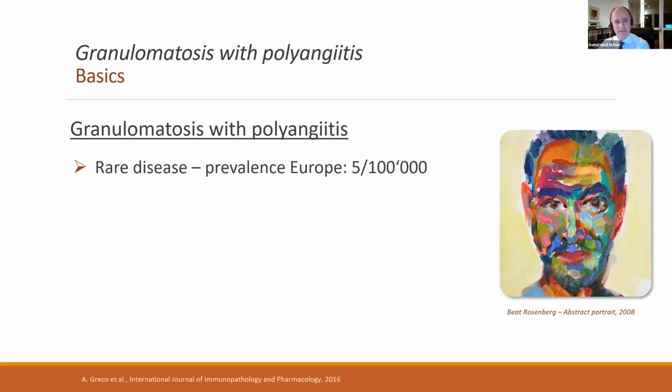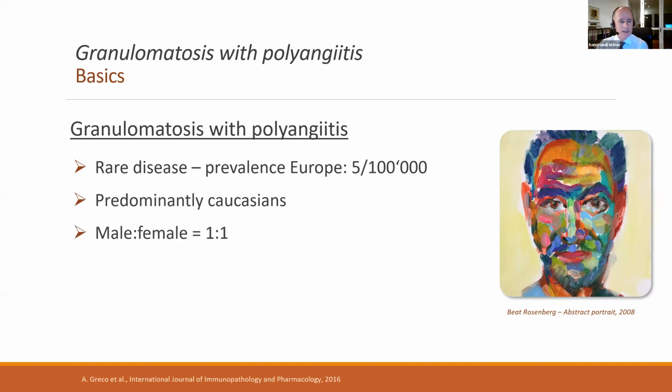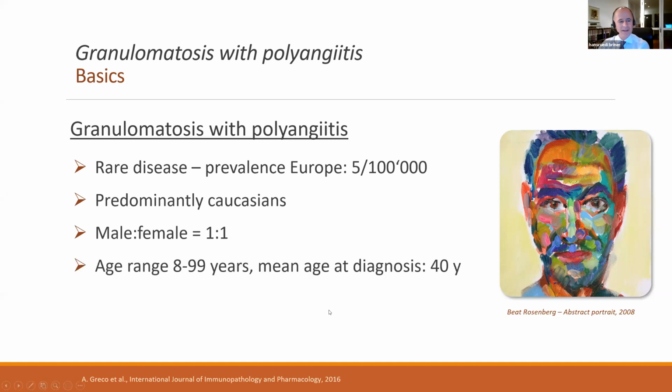It is a rare disease, and I found in the literature a prevalence in Europe which is a bit higher than what we already heard by Professor Segelmark, up to 5 per 100,000. But there are regional differences in the prevalence of the disease. It affects predominantly Caucasians, and the male to female ratio is roughly 1:1. We find a wide age range. It may go from 8 to 99 years, with a mean age at diagnosis of 40 years.